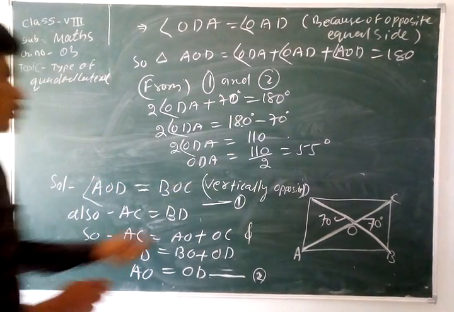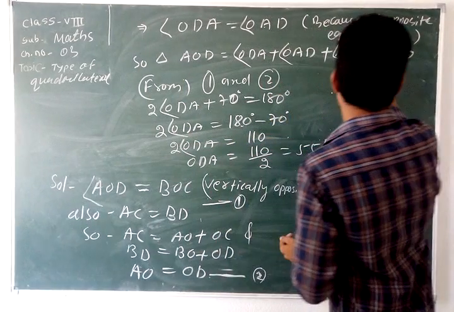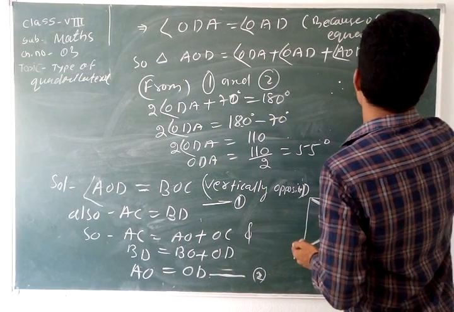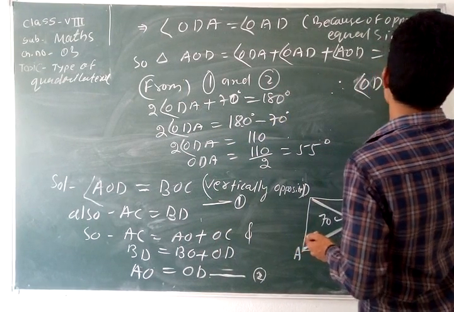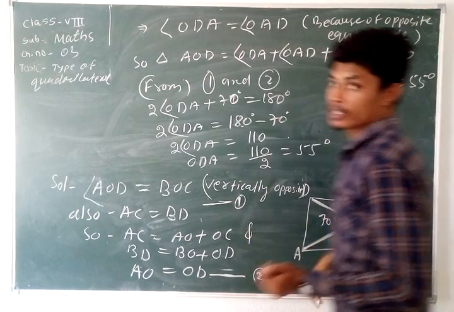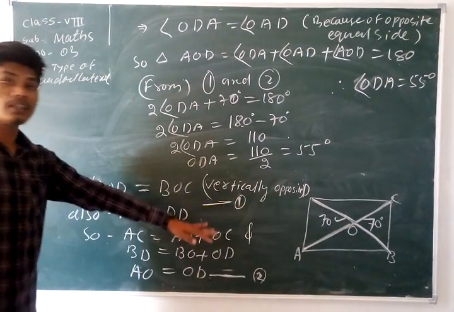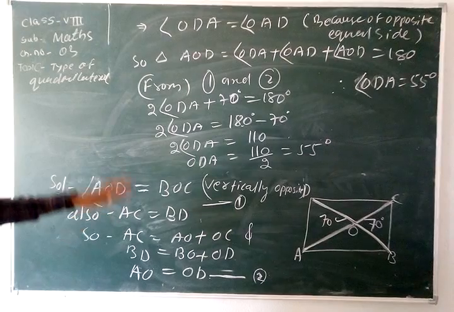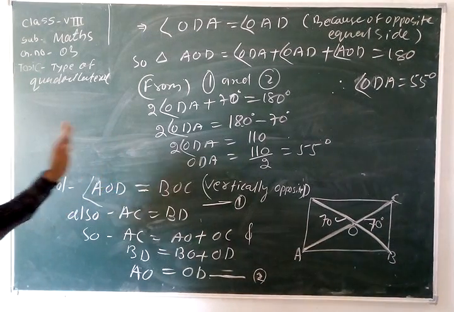ODA. Then the value of ODA, hence ODA equal to 55 degree. We can easily find the answer if the rectangle's properties are there. Clear about it? How we got the answer? Now we explain another example.